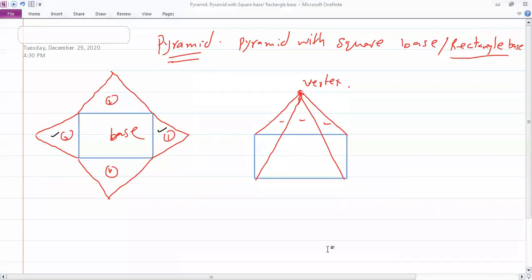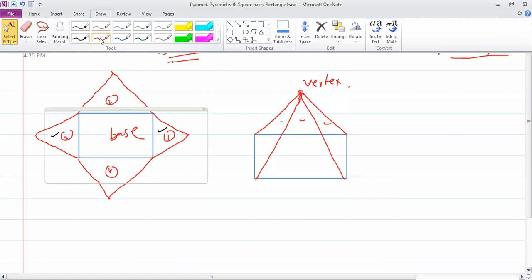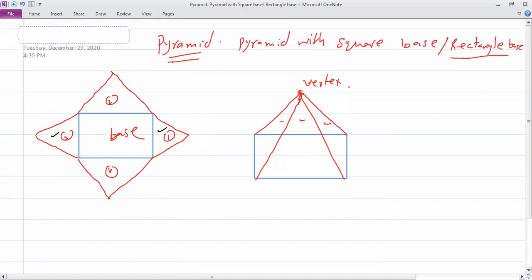Yes, so I was saying that it will depend on the base, how many sides the base has. If the base has four sides, then the pyramid will have that number of triangles. You can see one, two, three, four triangles are there. So triangle one and triangle two will be the same. Exactly, they will have the same features.